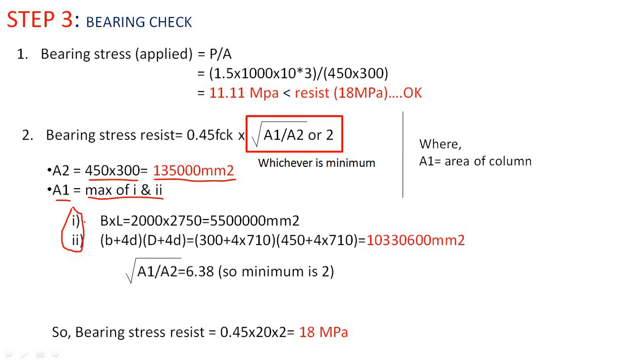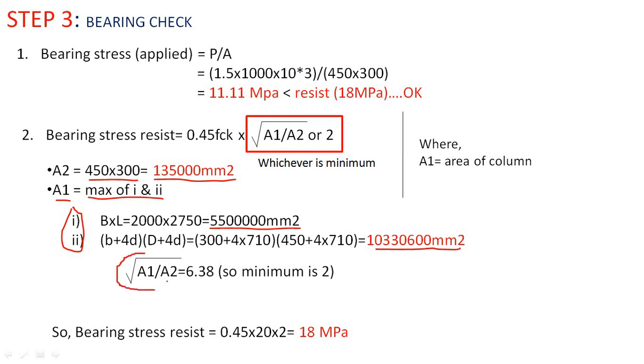So let us see what is 1 and 2. In the first one, B into L is the size or area of the footing, which is 2000 into 2750. So we have the area as 5,500,000 mm square. The second is (B plus 4D) into (L plus 4D), so we will have the value as 10,330,600 mm square.